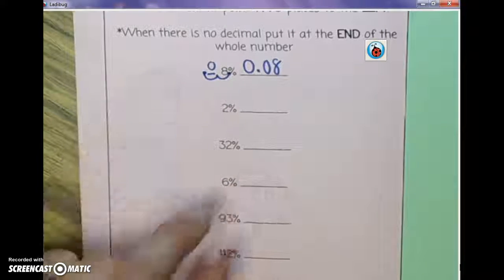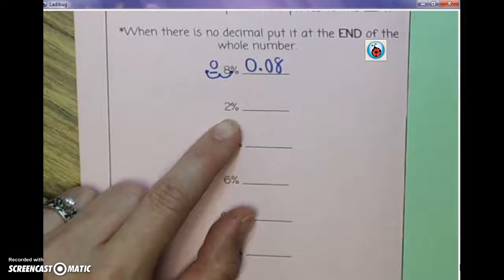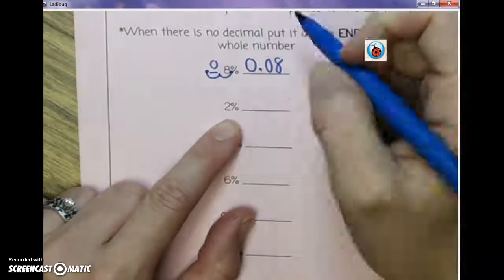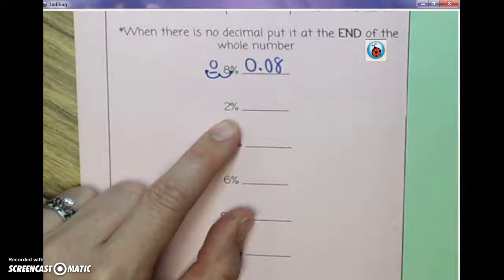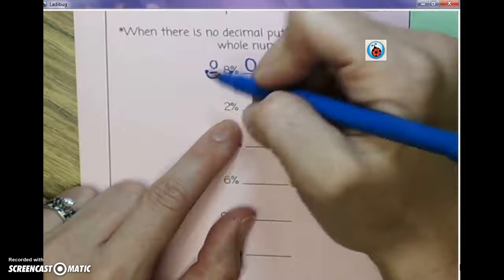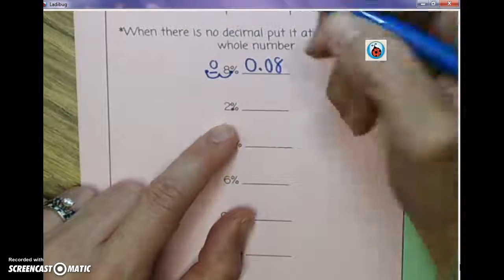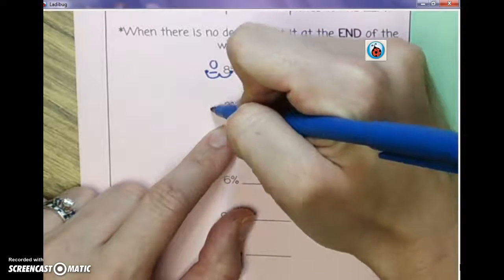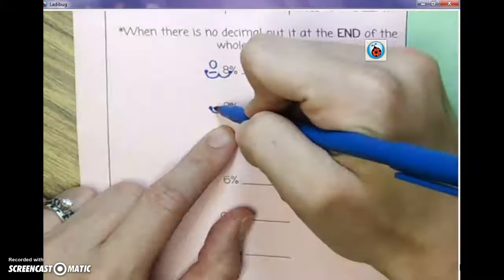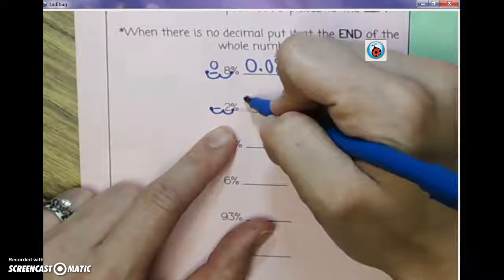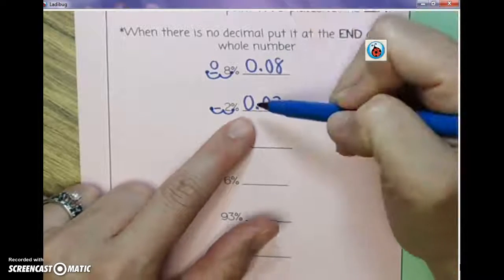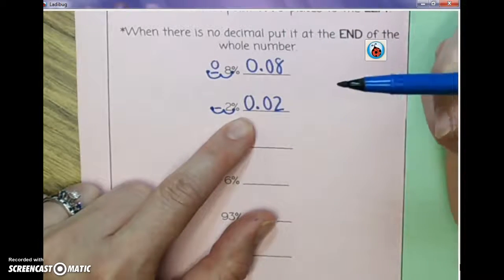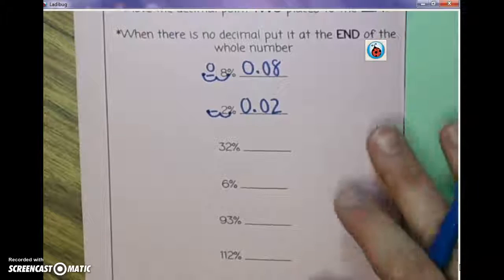Okay, our next one. Where would we put our decimal? Colt. Right here, right? And then we're going to move it 2 times to the left. What goes in that blank? A 0. So I have 0.02. Is it okay if you forget the 0 in front sometimes? Yeah, I'm not going to be too big of a stickler on that.